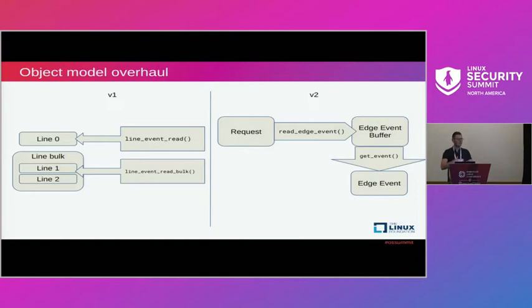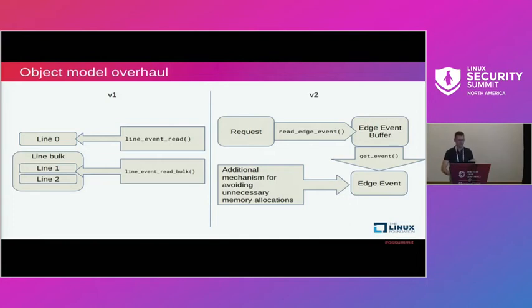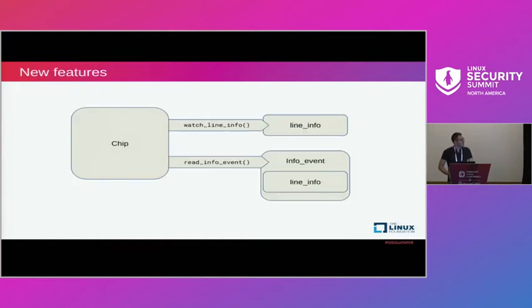You poll for events. You poll the request for events. You read them from the request into the buffer, and then from the buffer you can read separate events, and we do that because it's a way for us to avoid unnecessary memory allocations, which I'll be describing in a second.